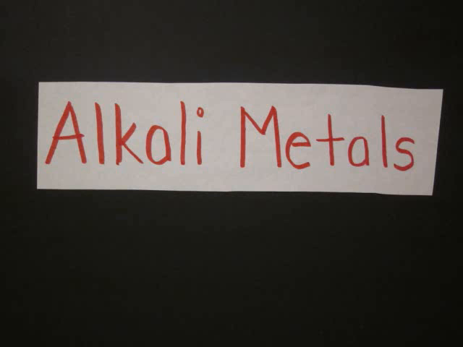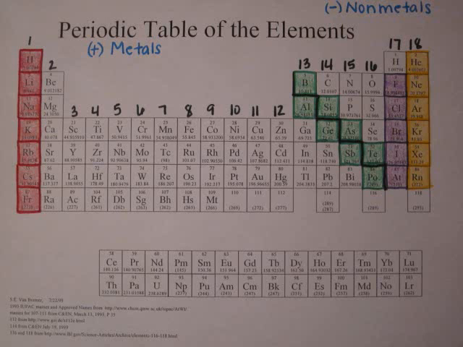Next are your alkali metals. These are located in group 1 and you want to color them red. Group 1 elements are very reactive, soft, shiny, and can violently react with water. They are often combined with other elements.